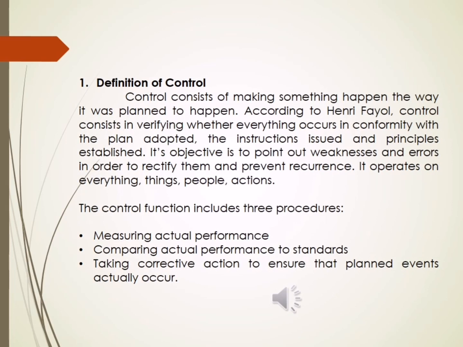Definition of control. Control consists of making something happen the way it was planned to happen. According to Henri Fayol, control consists in verifying whether everything occurs in conformity with the plan adopted and the instruction issued and principles established. Its objective is to point out weaknesses and errors in order to rectify them and prevent recurrence. It operates on everything: things, people, and actions. We have three procedures to control function. First is measuring actual performance, then comparing actual performance to standards, then taking corrective action to ensure that planned events actually occur.